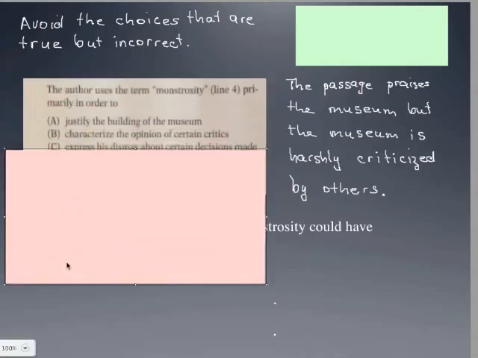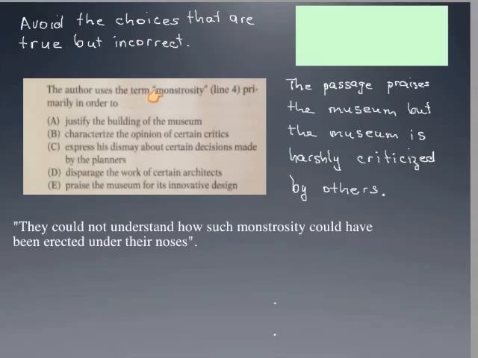And then you read a question like this. The author uses the term monstrosity in line 4 primarily in order to. And looking back at line 4, you read, they could not understand how such monstrosity could have been erected under their noses. When you look at the passage as a whole, you see that the author in different places justifies the building of the museum. He expresses his dismay on the decisions of certain critics and planners. He praises the museum for innovation, and you have a hard time deciding which one is it.